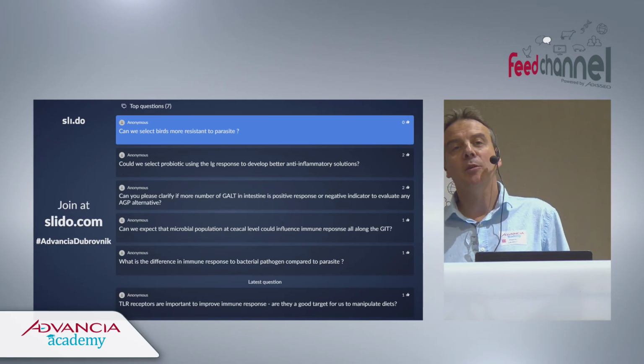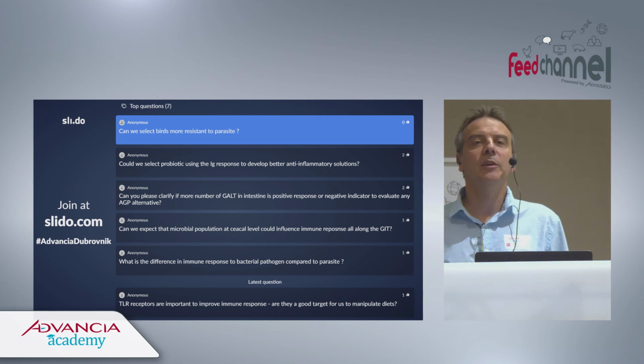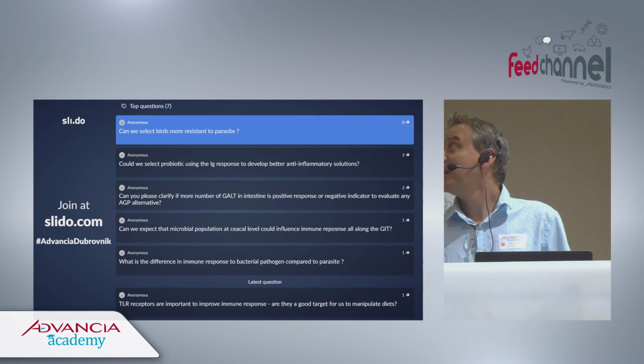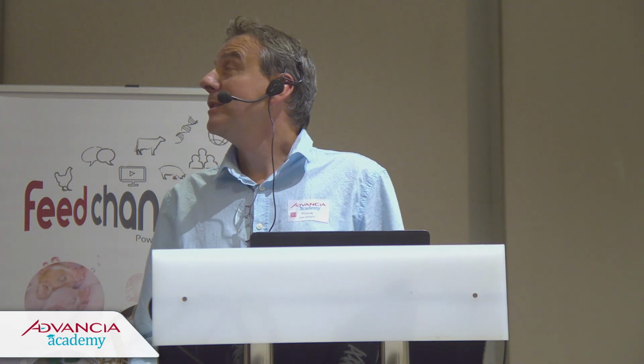People have tried that. The Fayoumi birds, for example, I think they're more resistant to the parasite, but it's difficult because in the broiler industry they don't want to change the genetics of the animals much. So yes, probably, but you need to select what is really important, and we need to do a lot of basic knowledge work first.